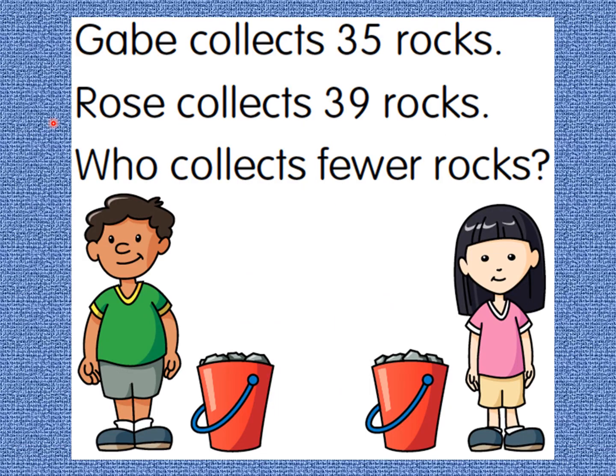Okay, here's another problem. Let's read it together. Gabe collects 35 rocks. Rose collects 39 rocks. Who collects fewer rocks? Now in the last problem with Nick and Nora, they wanted to know who collected more. Here they want to know who collects fewer rocks, and fewer means least.